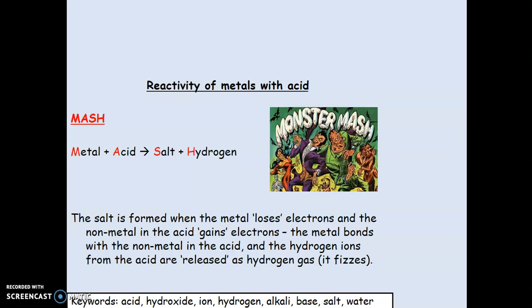When a metal reacts with an acid, it produces a salt. It also produces hydrogen. You can remember that as MASH: metal, acid, salt, hydrogen. You will remember that equation. The salt is formed because the metal loses electrons, as metals do when they react, and the non-metal in the acid gains these electrons. The metal bonds with the non-metal in the acid, and the hydrogen ions from the acid, because all acids contain hydrogen, are released as hydrogen gas, which is why when you put a metal into an acid, you will see fizzing.